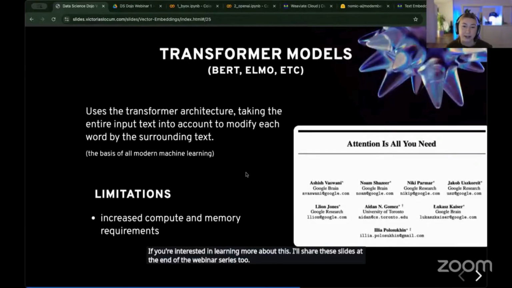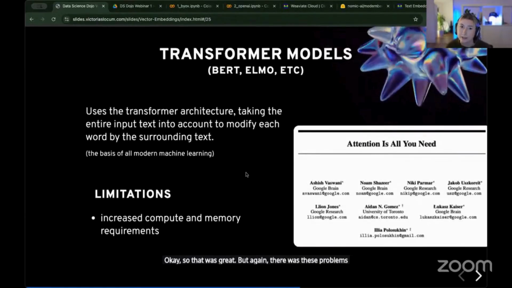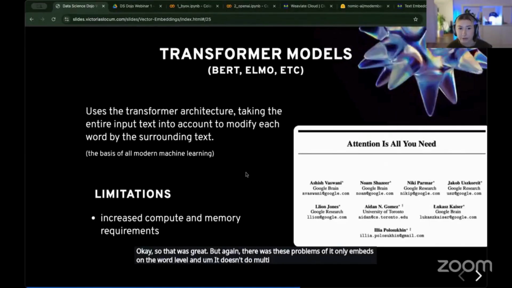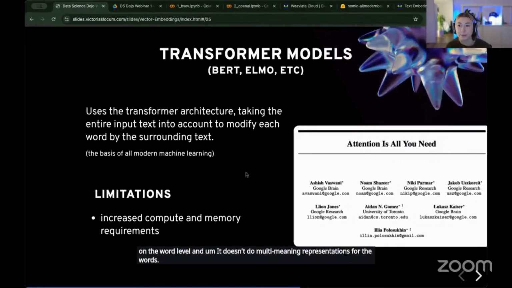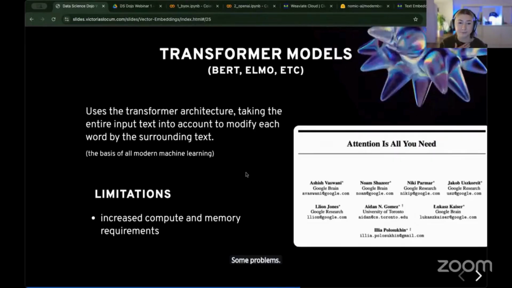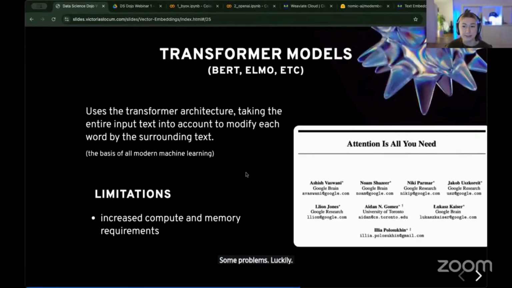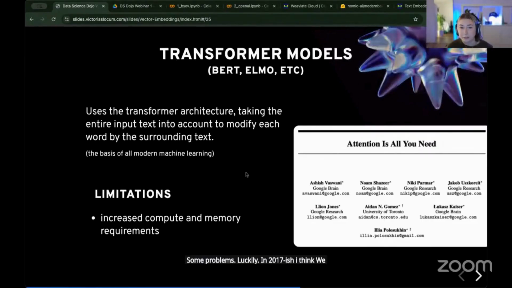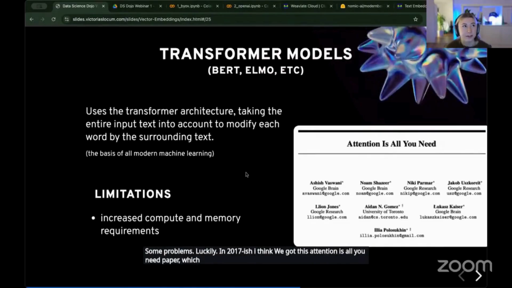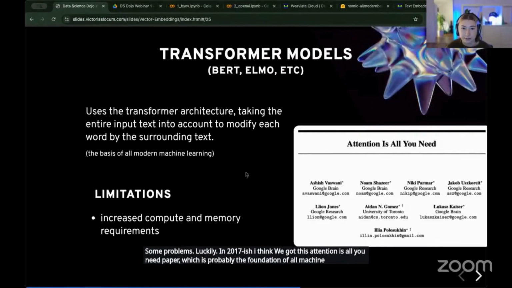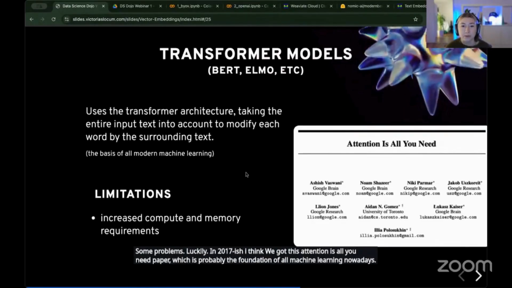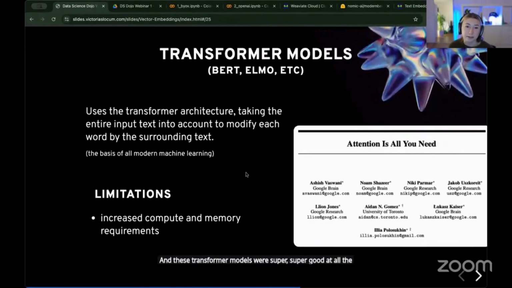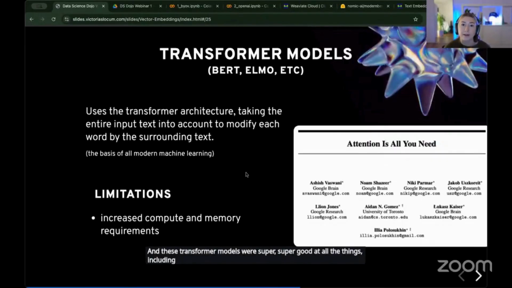That was great, but again, there were these problems of it only embeds on the word level and it doesn't do multi-meaning representations for the words. Some problems. Luckily, in 2017-ish, I think, we got the "Attention Is All You Need" paper, which is probably the foundation of all machine learning nowadays. And these transformer models were super, super good at all the things, including vector embeddings.